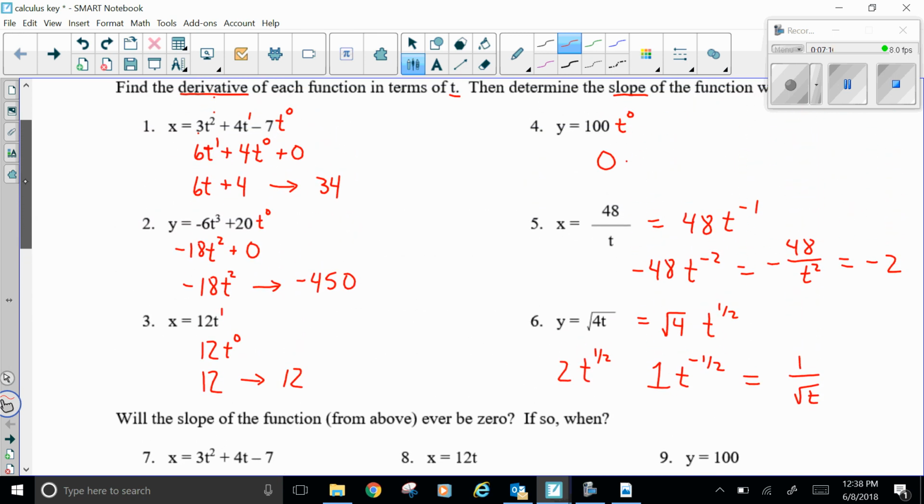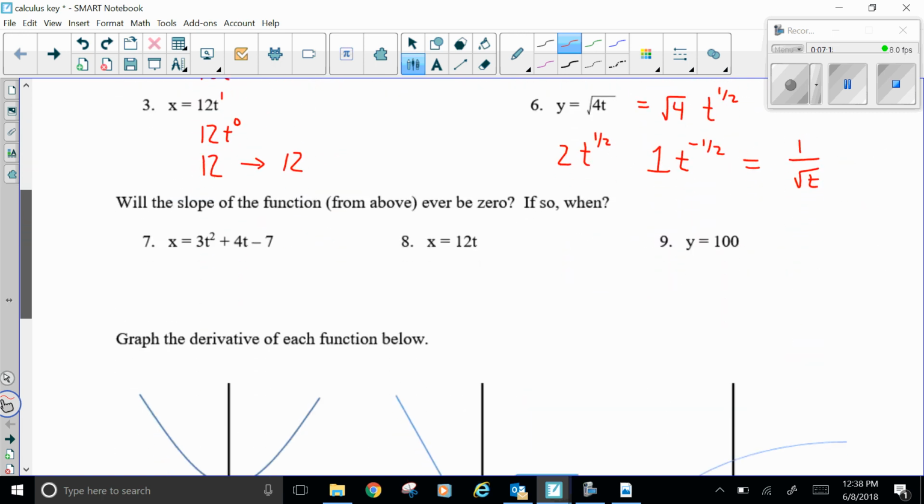Question number 1 is the same as question number 7, and so I have 6t plus 4. That is how we express our slope. So if the question is, will it ever be 0? Well, can I put in an equals 0? If the answer is yes, then yeah, it will, and then we can solve. So I end up with 6t plus 4 equals 0. So if I subtract my 4 over and then divide over my 6, I end up with -2/3 or -0.7 roughly. So at -0.7 t, that is when we'll have a slope value of 0.